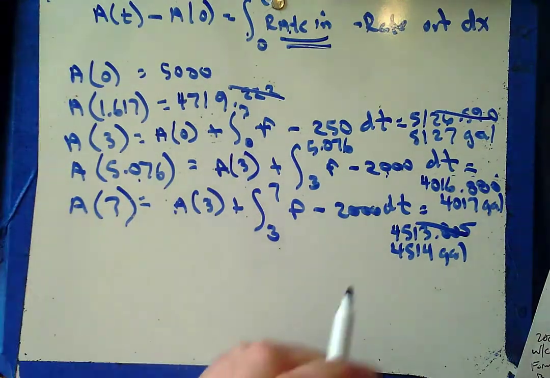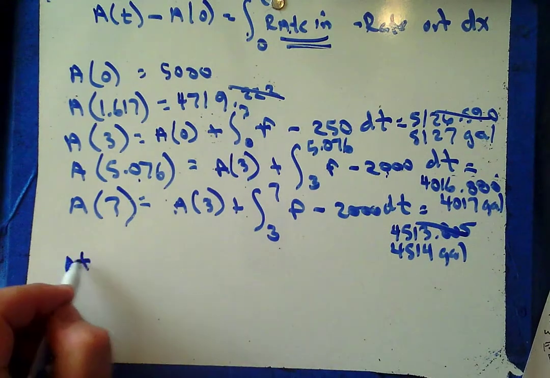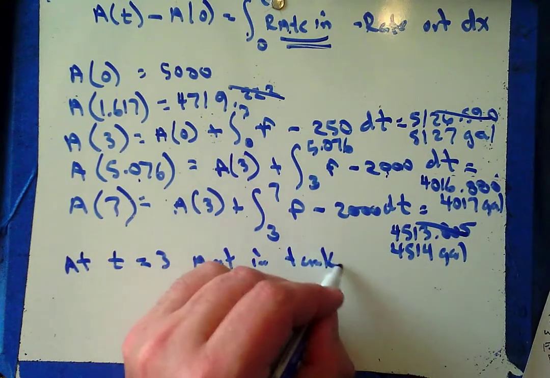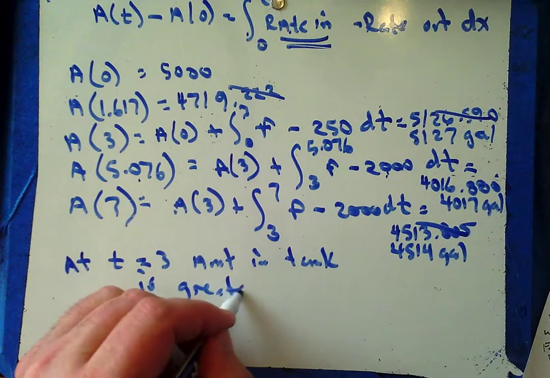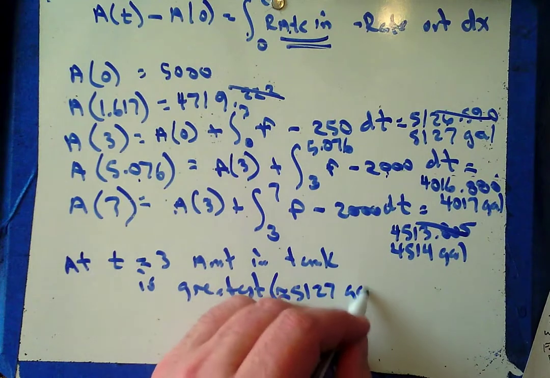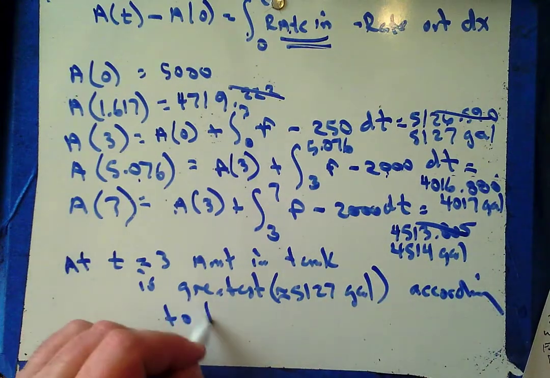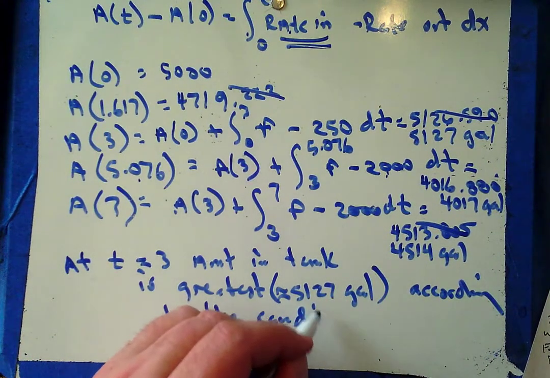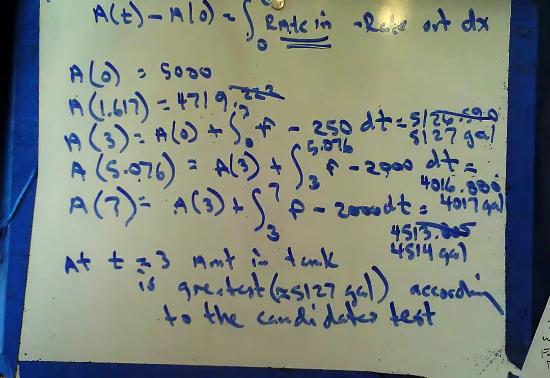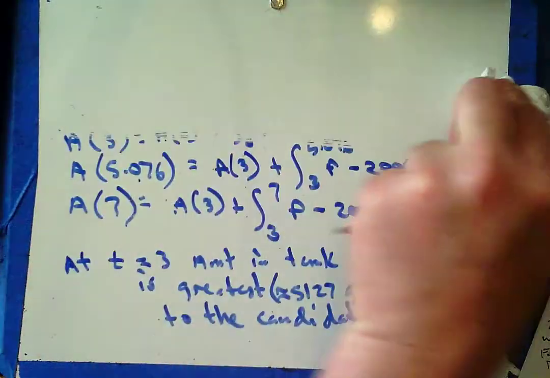Well, that's what we wanted, wasn't it? When is the amount in the tank the greatest? At time equal to 3, amount in tank is greatest, approximately 5127 gallons, according to the candidates test. I'm interested to see if there's a candidates test on the exam here, because the candidates test takes a little while to compute all those values.